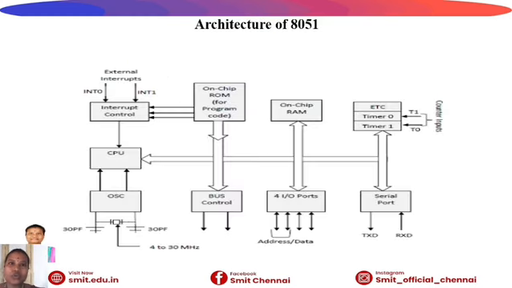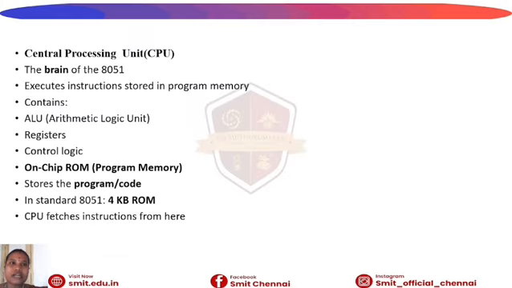And next we are going to the architecture of 8051. This diagram is the architecture of 8051. This content is explained by the slides below. And first one is the central processing unit. It's the brain of the 8051. Executes instructions stored in program memory. It contains ALU. ALU means arithmetic logic unit. It is used to do addition, subtraction, multiplication and division calculations. And then registers and then control logic.